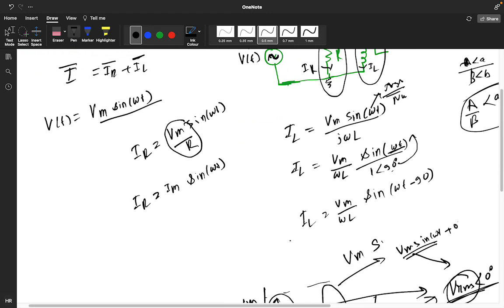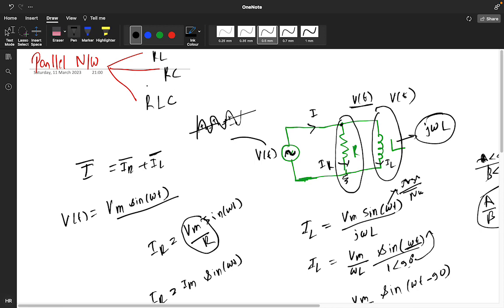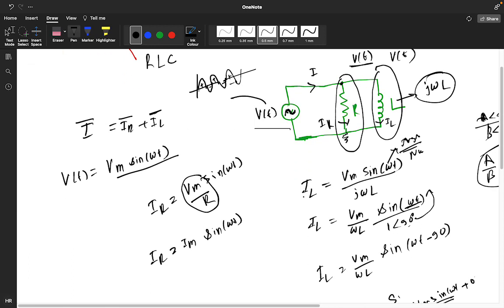Okay, so for a parallel network, we have RL, RC, RLC. So we are seeing the RL network. So R is connected in parallel with L. Here V of t will be the voltage of R also and L also. L can be written as j omega L. The current for R will be IR. The current for L will be IL. What will be the current IR? IR will be whatever the voltage across this is divided by this. So Vm sin omega t divided by R. So we are getting the current across this as IR equals Im sin omega t. Vm by R I have considered as Im.